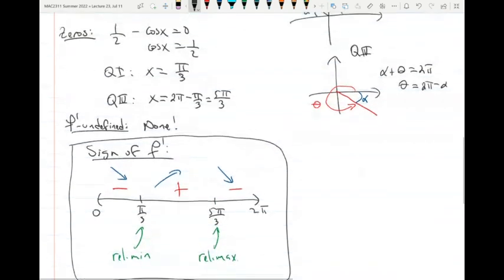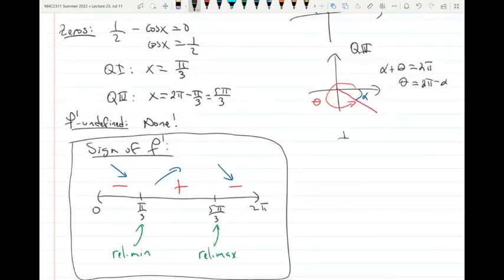In this case, the sign could have been determined as follows. If you want to figure out when this derivative is positive or negative, it is equivalent to asking how these two functions compare, right? If you think about them as functions, 1/2 is a function, cosine is a function.